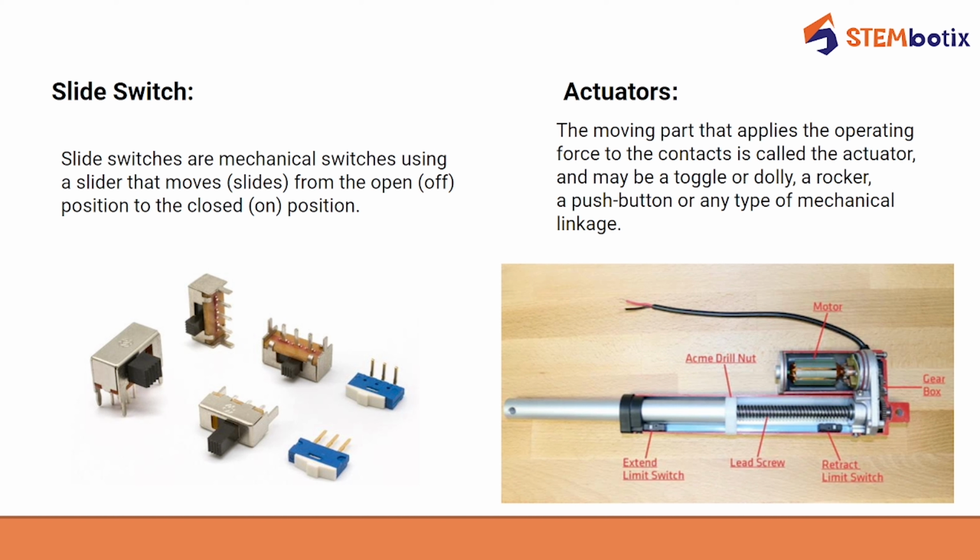Then after, the actuator. The moving part that applies the operating force to the contact is called the actuator, and it may be a toggle, a dolly, a rocker, a push button, or any type of mechanical linkage. So this is the representation of an actuator, and this is how your slide switch looks. These are the knobs, or you can say the moving parts. You can turn it this side or this side. If you turn it here, the circuit or the device connected to it will behave accordingly. So these are the slide switches through which you can slide and turn on and off the device connected to it.